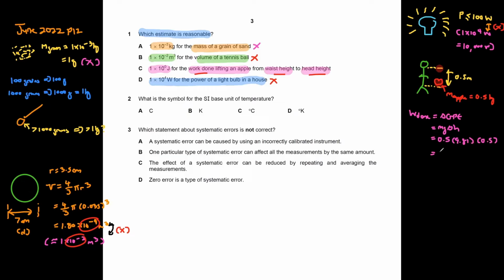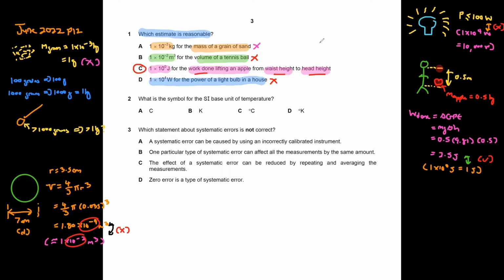2.5 joules. The question is saying that your work done is 1 times 10 power 0 joules, which is actually equal to 1 joule. So if you now make a comparison between these two, it is actually quite comparable. One of them is 1 joule, then the other is 2.5 joules. In terms of power of 10, they are actually the same. So you would say that this is a reasonable estimate. The answer for this is C.